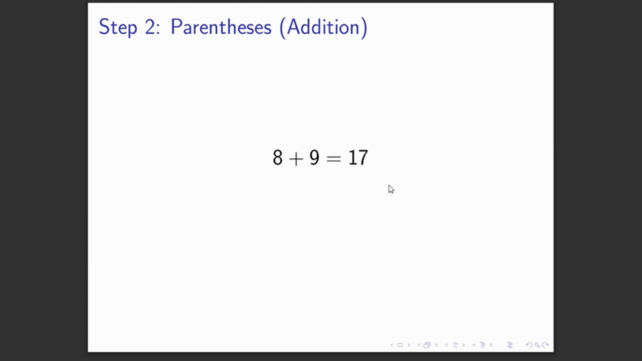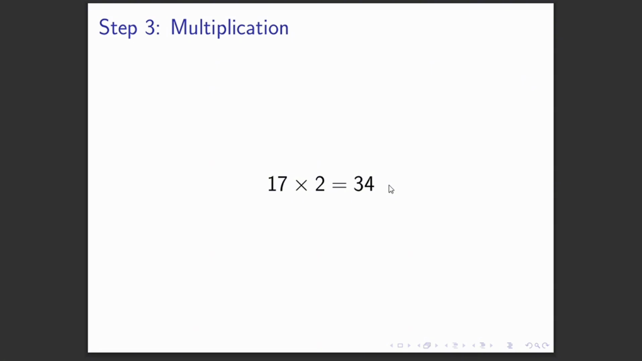Now I'm going to solve the parenthesis addition operation. When I solve that, 8 plus 9 is 17. So I will substitute the value of 17 in the given expression. So I will get 17 multiplied by 2. When I do the multiplication operation, I will get 34. This is our final answer.